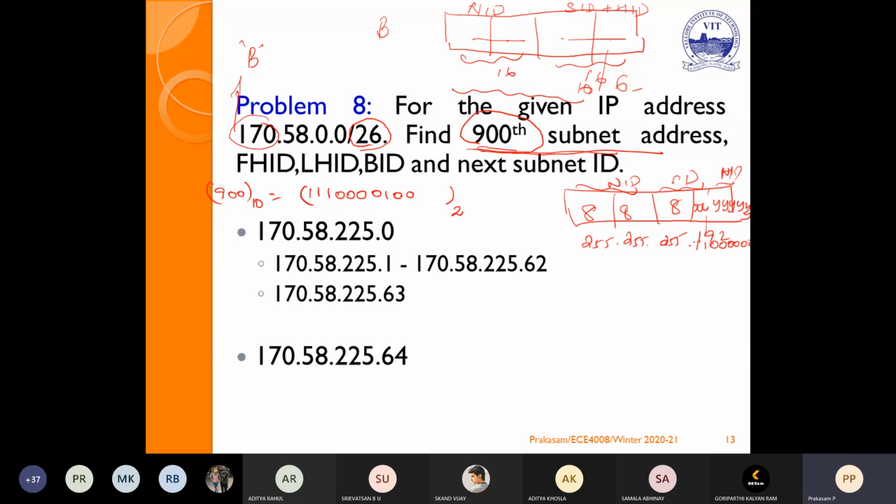So in the given address, the first two fields are not an issue because they are the network ID. In the next, since we are going to use 10 bits, I will take the last two fields.